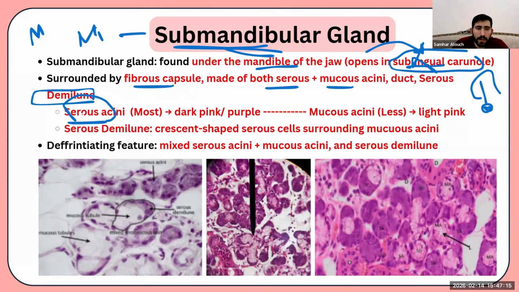What's the most common acini in the submandibular? It is serous. So it's mostly serous. And since it's serous, it's full of dark pink or purple structures. And it also has mucus acini, which is less, and it's light pink.